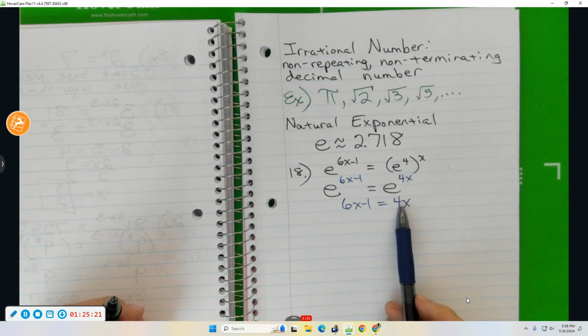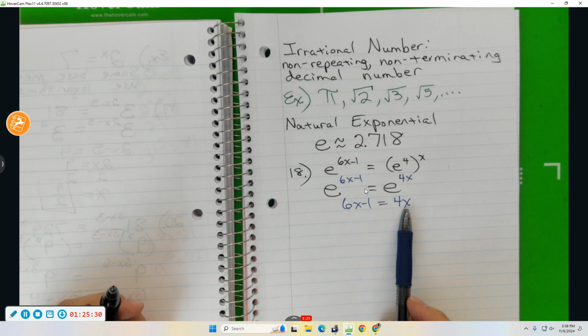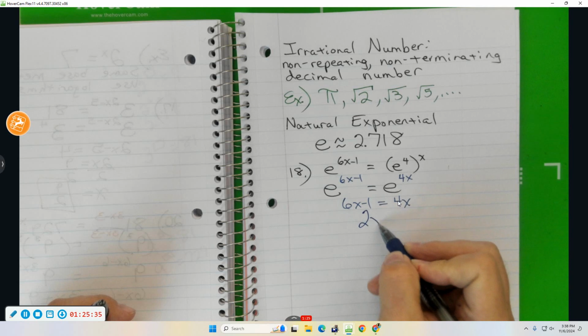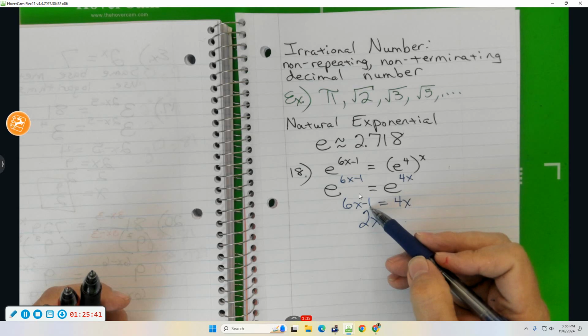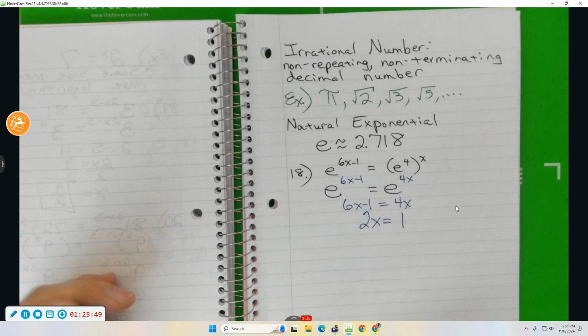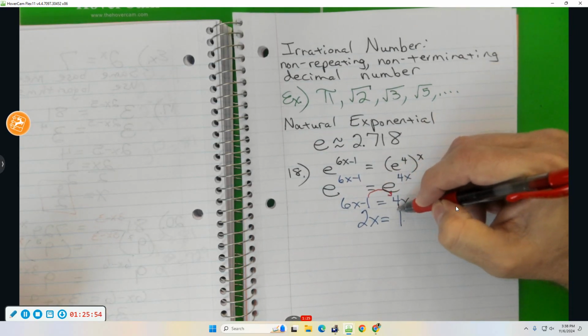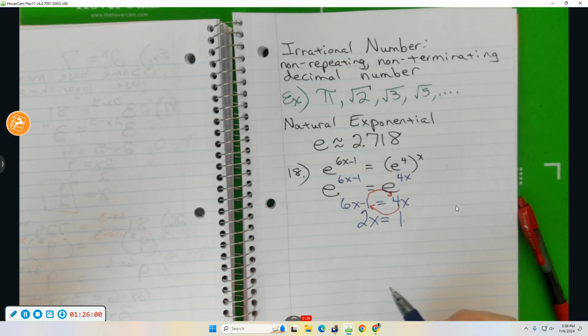I feel like moving that 4x over to the left. Don't have all those negatives, yeah, that's what I'm thinking. That'll be a 6x minus 4x. What do I have here on the left? 2x, okay. What am I going to have on the right? What are you going to have to do with that minus 1? Add 1, so you have 2x equals 1. Look at the little red arrows. You know how I love my arrows. That's my contribution to today.